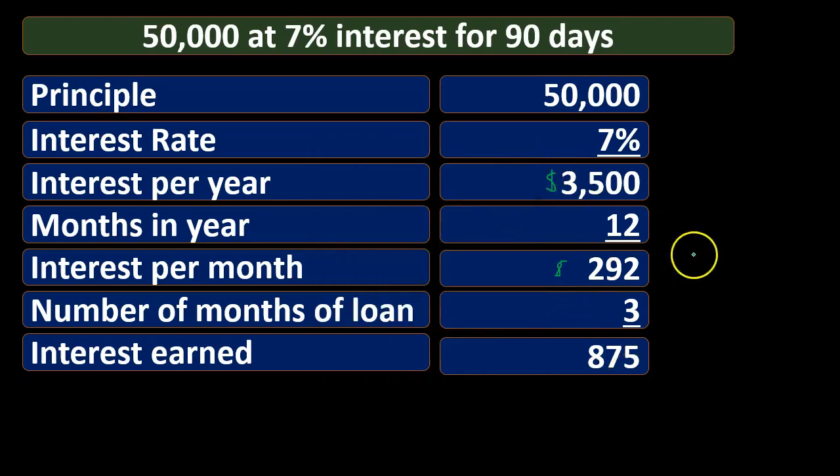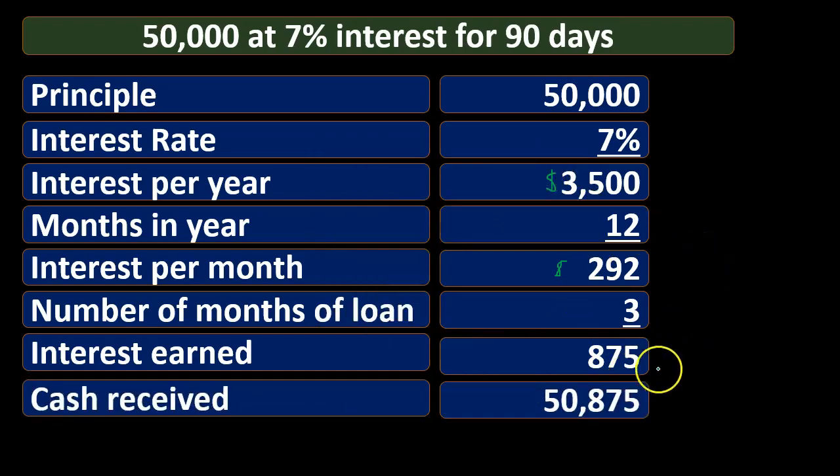So just be careful of the rounding. It's always going to be a problem. Doesn't matter how many places we take it out to. Some of the decimals will repeat forever. So we'll have the 50,000 plus the 875 getting us to that same 50,875.